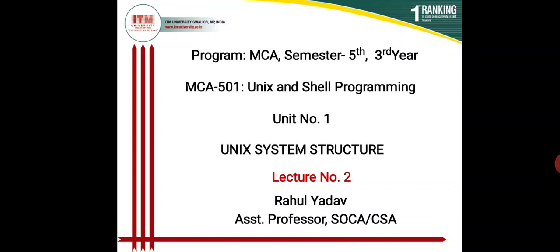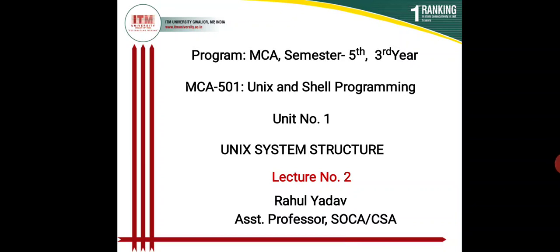Okay. So basically it has the kernel, shells, command utilities, applications, and the hardware. So this is the basic structure of the Unix system, and each layer has its own functionalities. Today we are going to discuss the Unix system structure and the functionality of each layer.